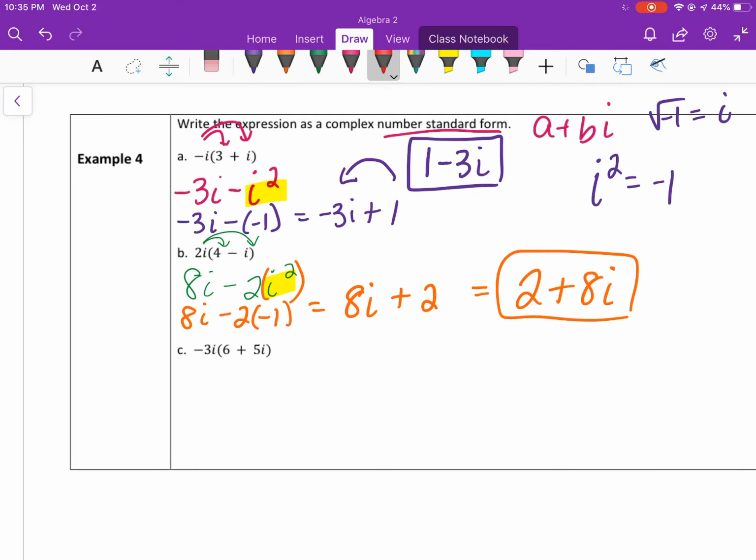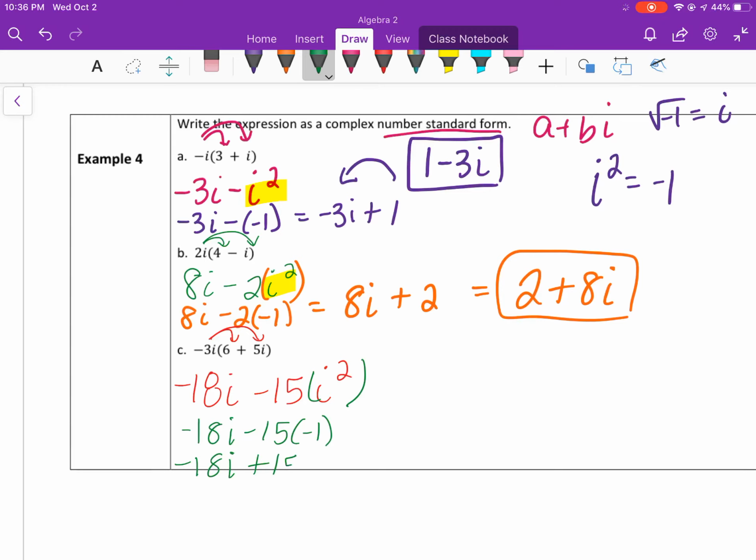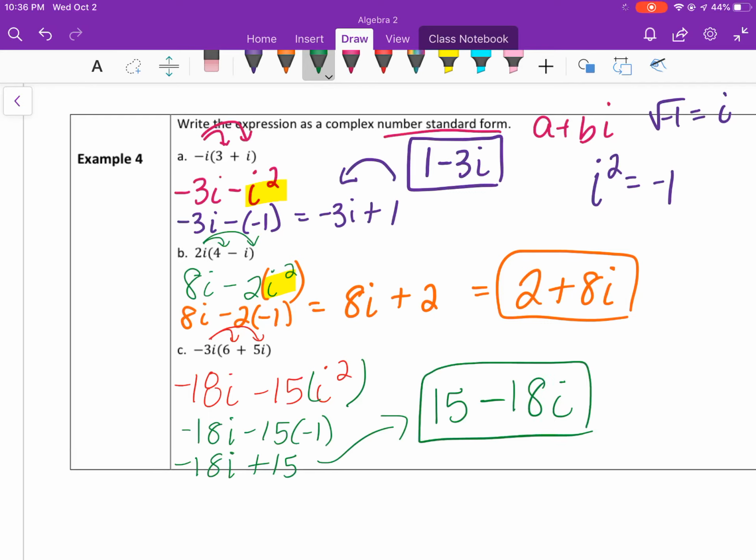And then the last one, I have negative 3 times 6 will be negative 18i. Negative 3 times negative 5 is negative 15. i times i is i squared. i squared equals negative 1. So I'm going to plug negative 1 in for that i squared, which will turn this negative 15 into a positive 15. And then rewriting it will be 15, and then it's negative 18i. And that is written in standard form now with the real part first and then the imaginary part second.